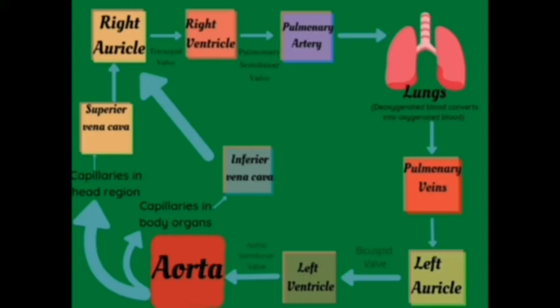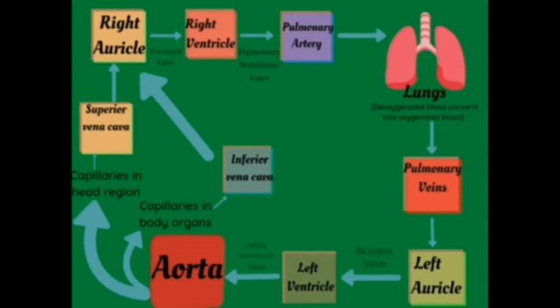Oxygen enriched, or oxygenated, blood returns from the lungs through the pulmonary veins and now fills the heart's left auricle. The heart's left auricle contracts, another valve, that is the bicuspid or mitral valve, opens, and the blood is pumped into the left ventricle. As soon as the left ventricle is filled with blood, the mitral valve closes, as this prevents the blood from flowing back into the left auricle.